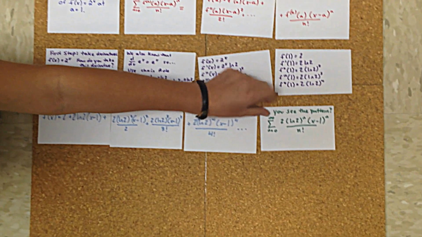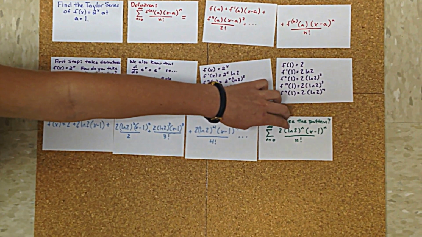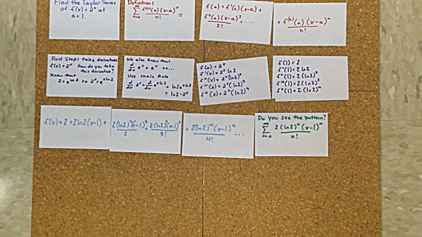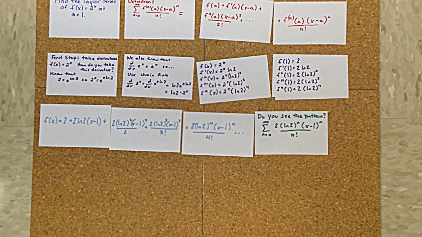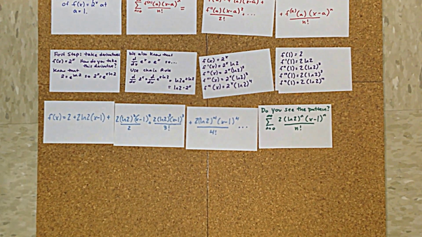So, as follows, the summation is 2 times ln of 2 to the nth power times x minus 1 to the nth power all over n factorial. And that's how you solve the problem.